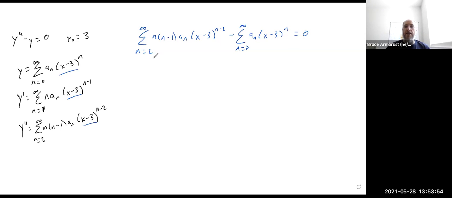And now let's change our count. So again, I want this to be (x minus 3) to the n. So I need to change everything by 2. So it's going to be (n plus 2) times (n plus 1) times a sub n plus 2, times (x minus 3) to the n. But my start now, instead of being 2, is 0.